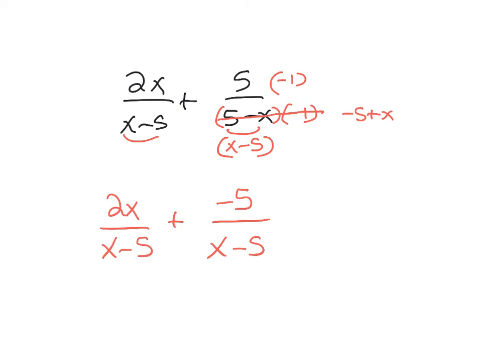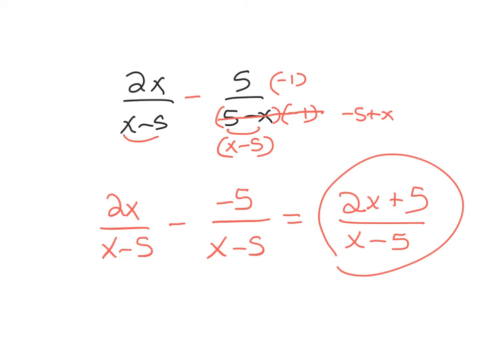And now I can go ahead and combine my like terms. And actually, let me change this to a subtraction sign. Now notice that the negative negative here is going to become positive. So the final answer here is going to become 2x plus 5 over x minus 5. I just wanted to demonstrate that when you have a negative negative here, if you do a keep-flip-change, it turns positive.